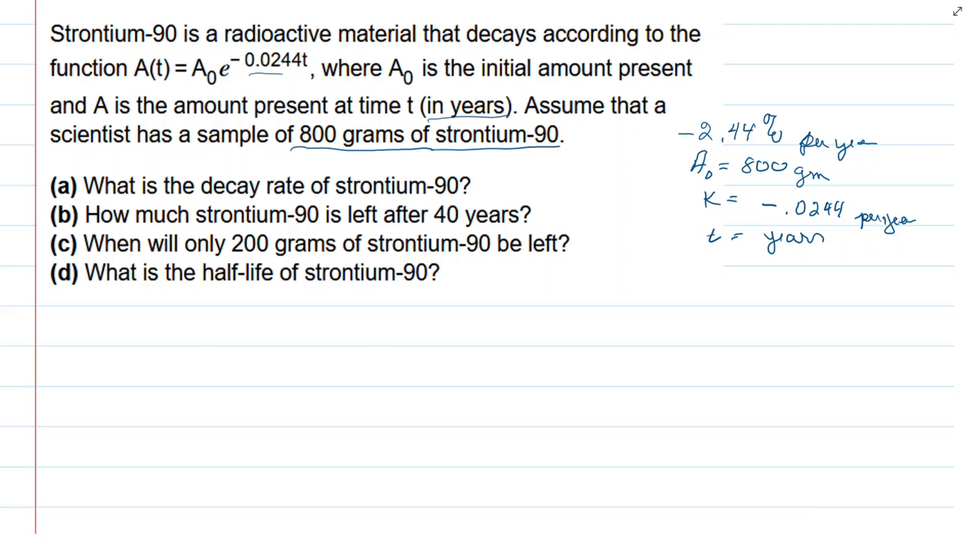What is the decay rate of strontium-90? We're going to say 2.44 percent per year. How much of this radioactive material is left after 40 years? Here we have T equals 40. So on our B, we're going to put A of 40.